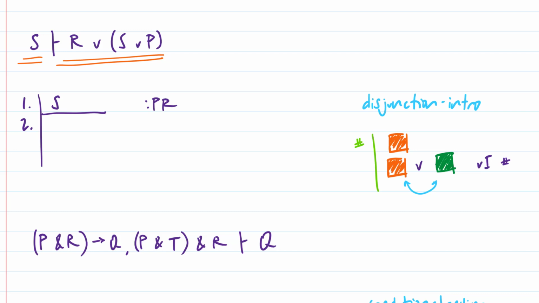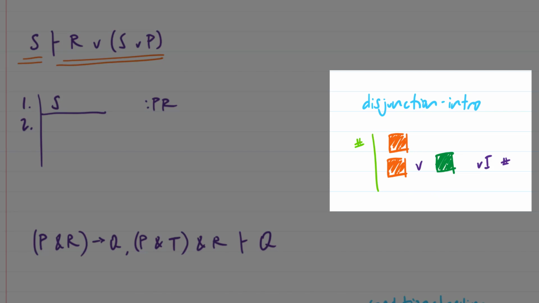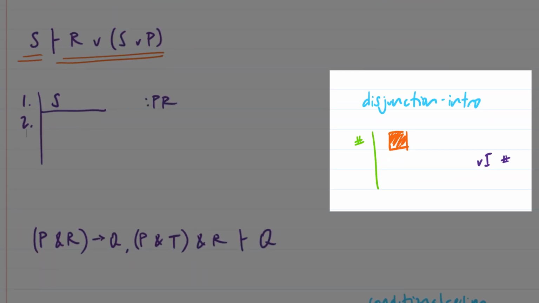Okay, now the rule that we're going to use here is disjunction intro. And so again, we can just think of this as a pattern. In this case, we have something on a line. We repeat that something, add a wedge, and then we can add anything else. And in both cases, these two things on either side of the wedge can be single letters or they can be something longer.